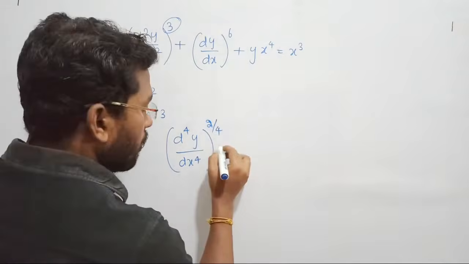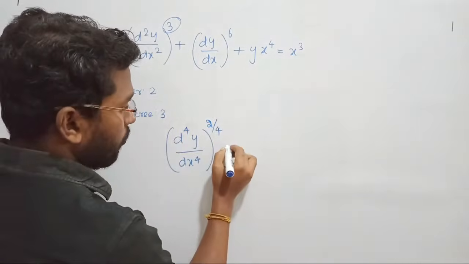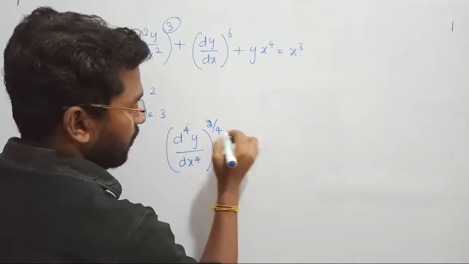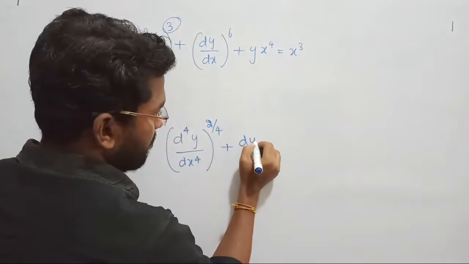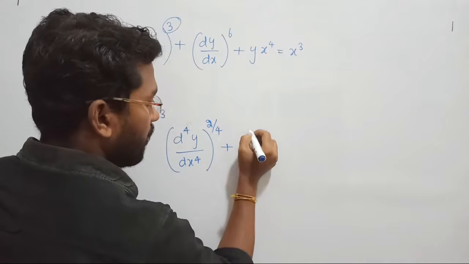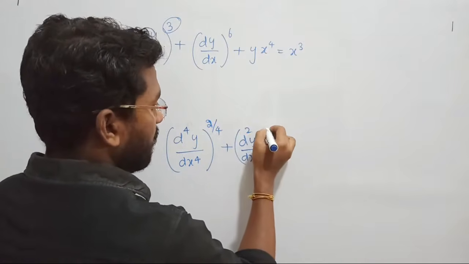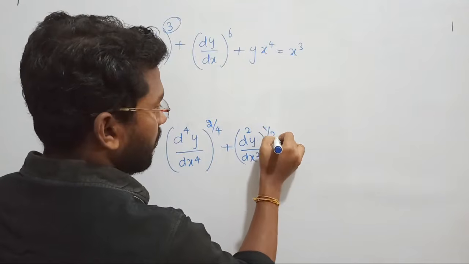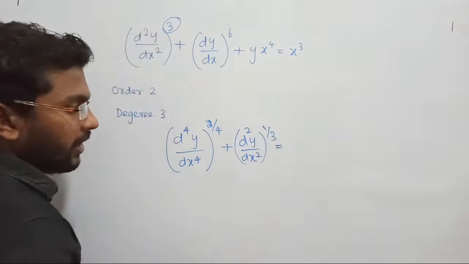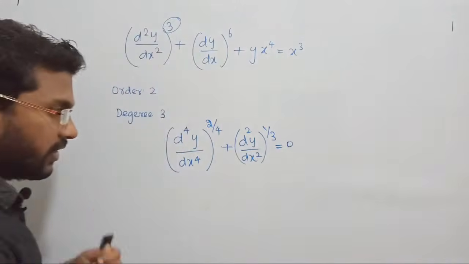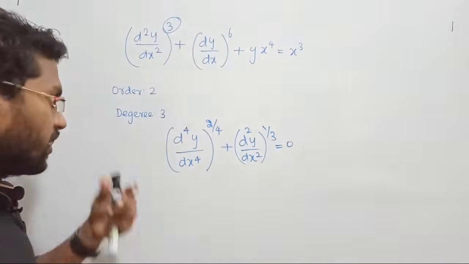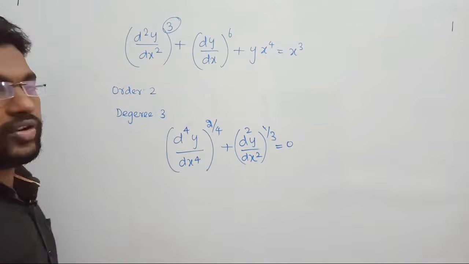Now with this, let us consider one more equation. Let me consider dy by dx, okay, d square y by dx square, and in the power they are considering 1 by 3, and equal to 0. Now the question is: find the order and degree of the differential equation.